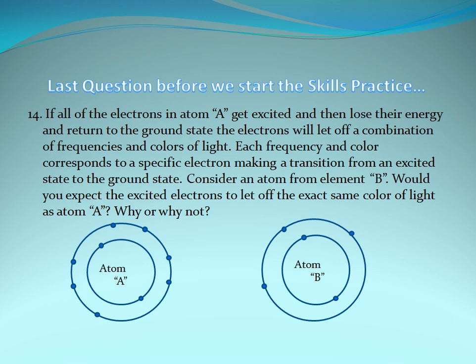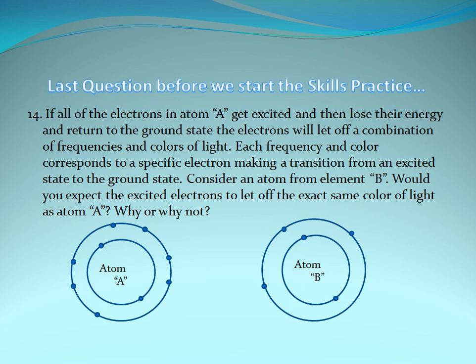And then last question from the ComQuest, number 14, reads, if all of the electrons in atom A get excited and then lose their energy and return to the ground state, the electrons will let off a combination of frequencies and colors of light. Each frequency and color corresponds to a specific electron making a transition from an excited state to the ground state. Consider an atom from element B. Would you expect the excited electrons to light up the same exact color as atom A?